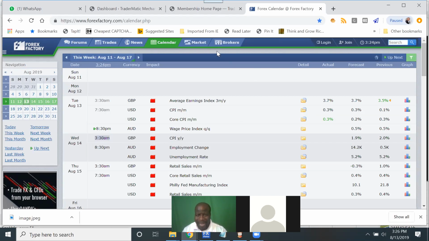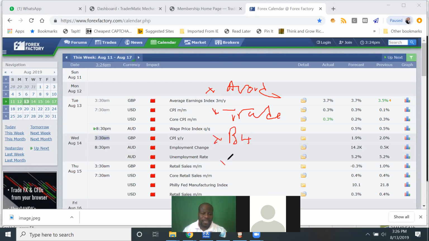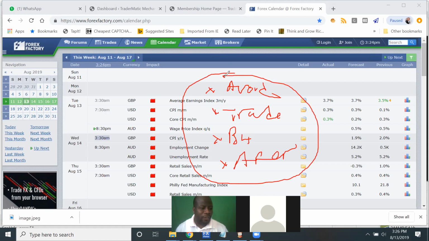So I normally teach that, okay, you can do 3 things with news. Okay, actually 4 things. You can decide to avoid the news. Don't trade it at all. Make sure you close your trade before the news. You can decide to trade the news. You can decide to trade before the news, and you can decide to trade after the news. So these 4 trading strategies, all of them have different strategies and different approach.